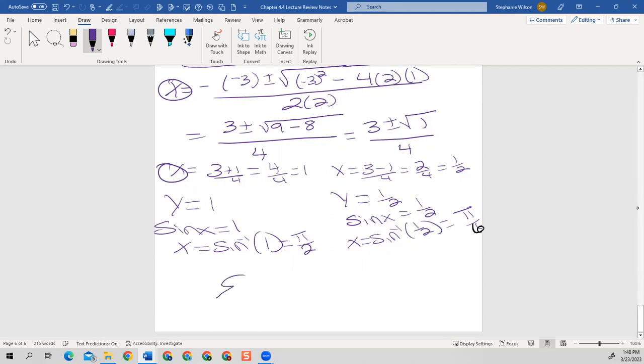So I got 2 values here, pi halves and pi over 6.